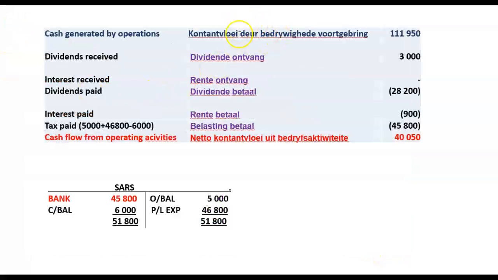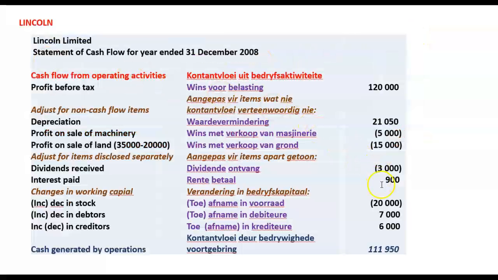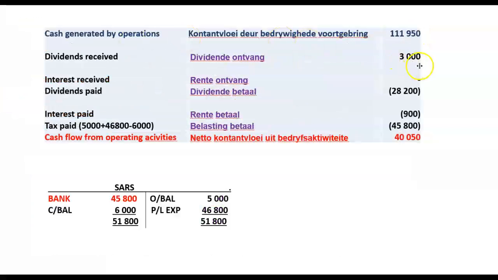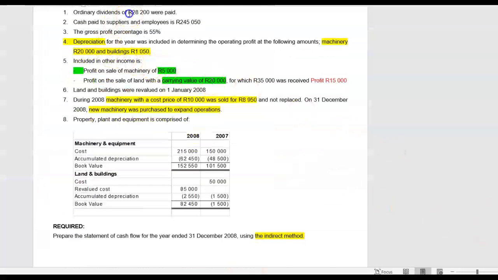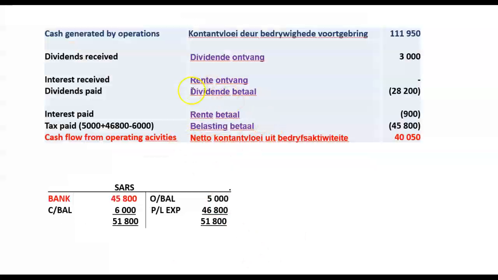Great. We're now going to show the separately disclosable items. Dividends received, that was 3,000. Interest paid, which was the 900. Dividends paid. I think the question gave you the amount for dividends paid for the year. They told you somewhere ordinary dividends of 28,200 was paid during the year. So all you're going to do is put it in here. Interest we've already spoken about, and then tax paid.